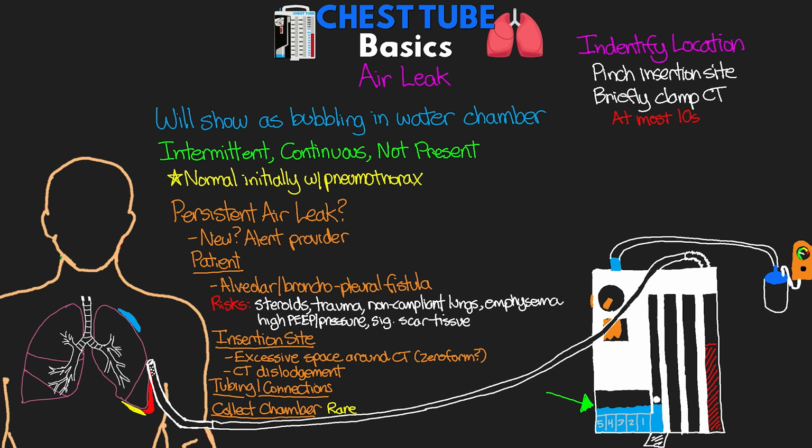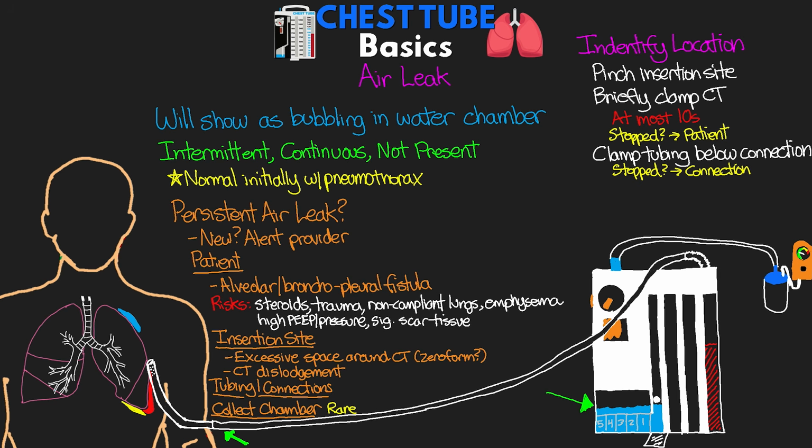If we clamp the chest tube itself and the air leak goes away, and we've already previously identified that pinching the skin around the insertion site did not make it go away, this means that the air leak is coming from the patient, some of those potential causes that I just talked about. Now from there, we want to clamp below our connection point where the tubing and the chest tube come together. Again, if it stops here, we know that the leak is coming from that connection, and so we want to really ensure that we have a good tight connection there.